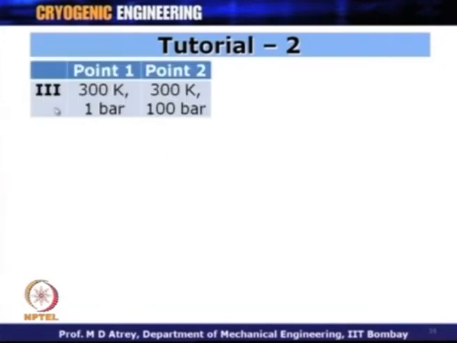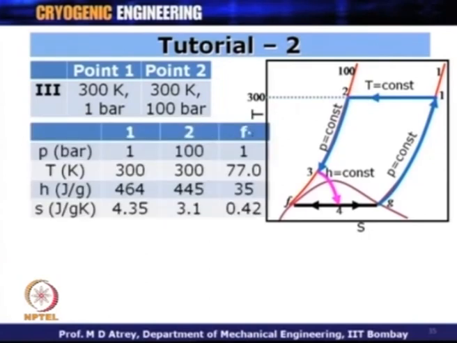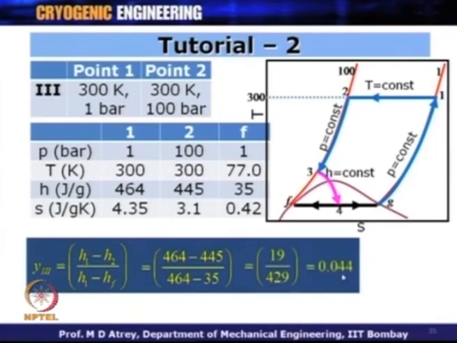Now, let us go to case number 3, which is happening at 300 K. The compression is happening at 300 K only, but the pressure at the end of compression is now 100 bar and not 50 bar anymore. So, now I have point 1 at 1 bar, and point 2 at 100 bar and 300 Kelvin. Again, go back to the TS diagram and get the properties. Point 1 is now 1 bar at 300 Kelvin, point 2 is 100 bar and 300 Kelvin. Point F remains at the same condition. If I put all the respective enthalpy values in this formula, what you get here for case 3 is 0.044.